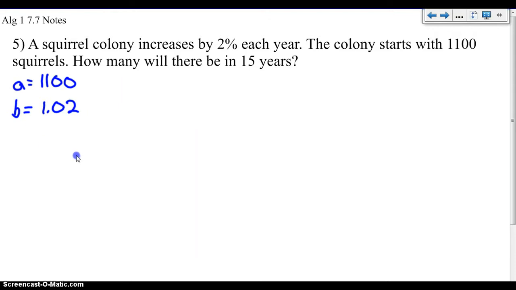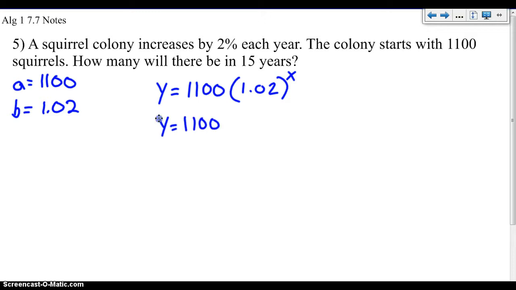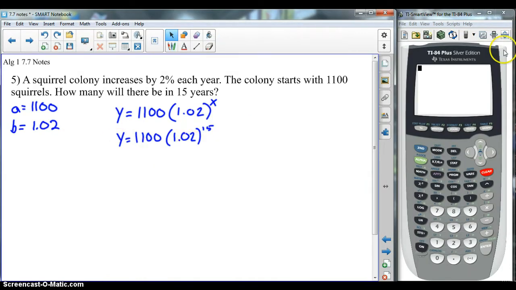You always add that percentage to 1, so 1.02. So what we're going to do then is say that y would equal 1,100 times 1.02 to the x power, and in this case we know that that exponent represents the number of years. So instead of writing an x, I'm going to write a 15. Now, this is not a problem we would want to do by hand by any means, so I'm going to use my calculator. You should use yours as well.